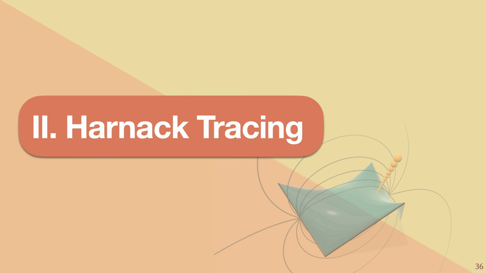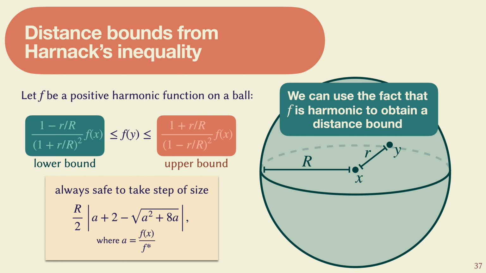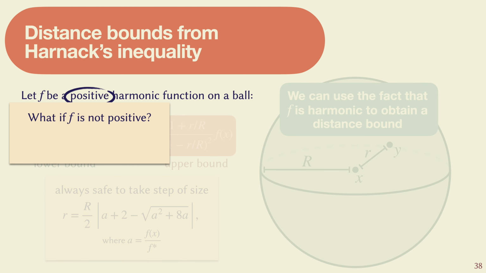Now let's go into a few more details about our algorithm. Earlier, we saw that so long as f is positive on our ball, Harnack's inequality provides us with a safe step size. But there's just one little detail left. To use all this machinery, our function does have to be positive. Indeed, we saw that this positivity assumption is the key to the whole bound.